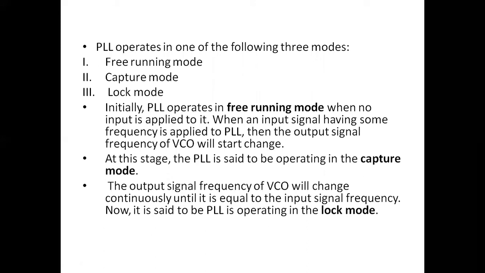Next, mainly the PLL goes through three modes: free-running mode, capture mode, and lock mode. Free-running mode means whenever you are not applying any input signal, the PLL is said to be operating in free-running mode. When an input signal is applied, the VCO's frequency starts to change. This mode is known as capture mode, so the PLL is said to be in capture mode. Next, the output frequency of the VCO changes continuously until it is equal to the input signal frequency. That means the operation continues until the frequency of the VCO is equal to the frequency of the input signal.